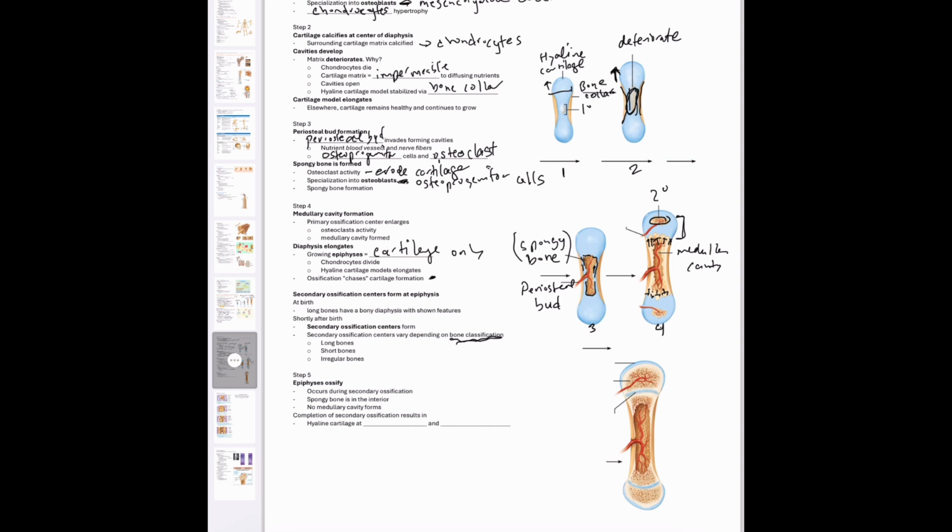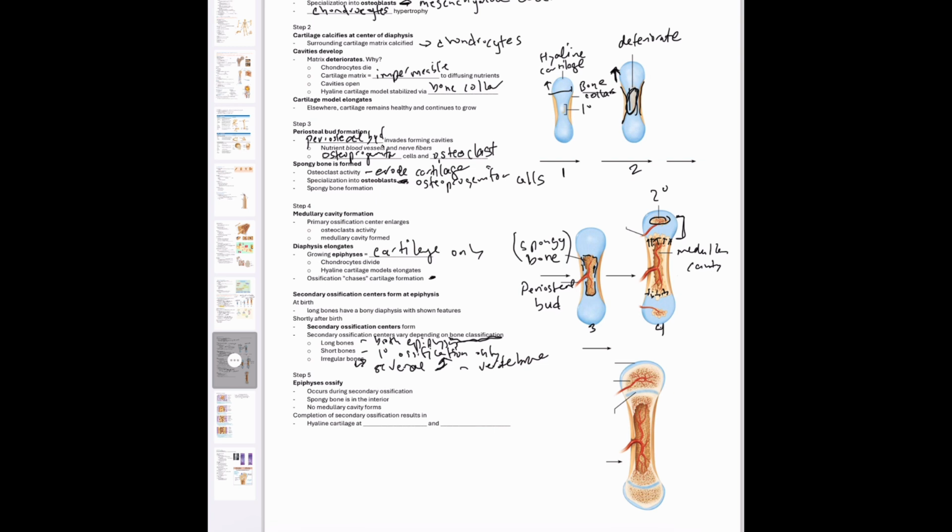So with long bones, it'll be found on both of the epiphyses. Short bones are going to have a primary ossification center only. For irregular bones, there are several distinct ossification centers that are going to be found. If we think about an example of an irregular bone, think about the vertebrae.